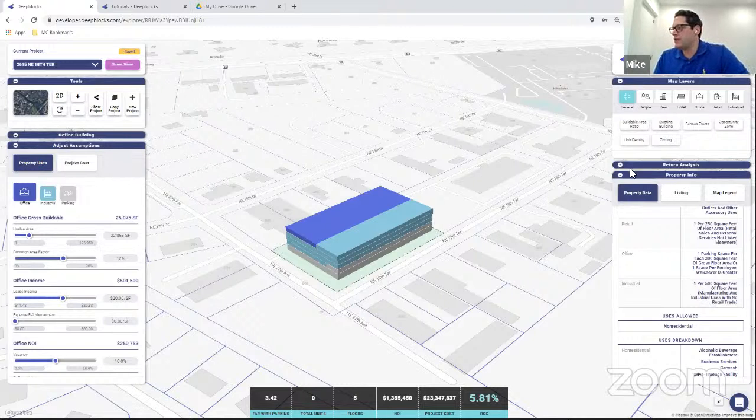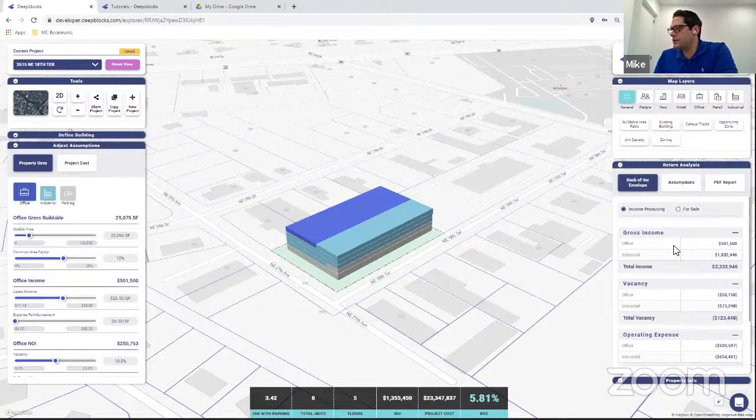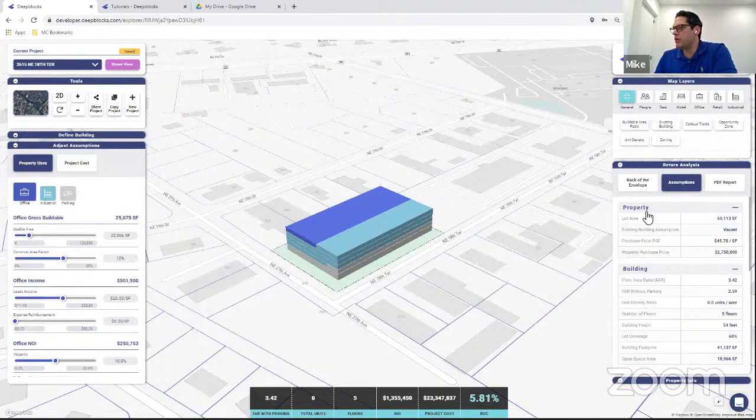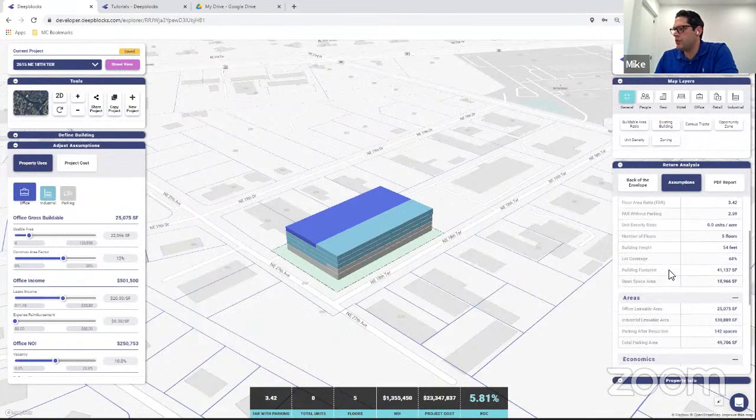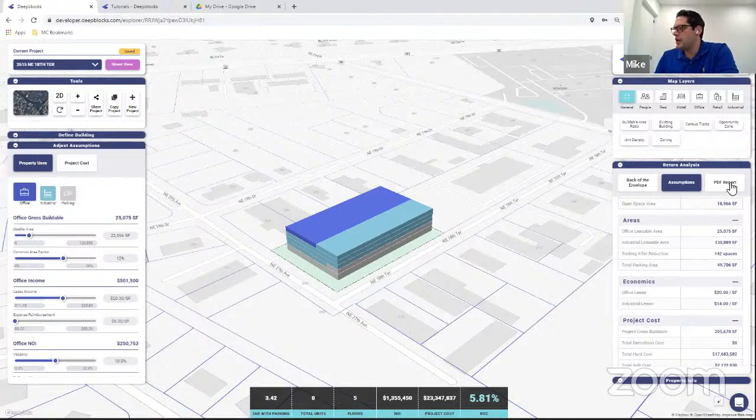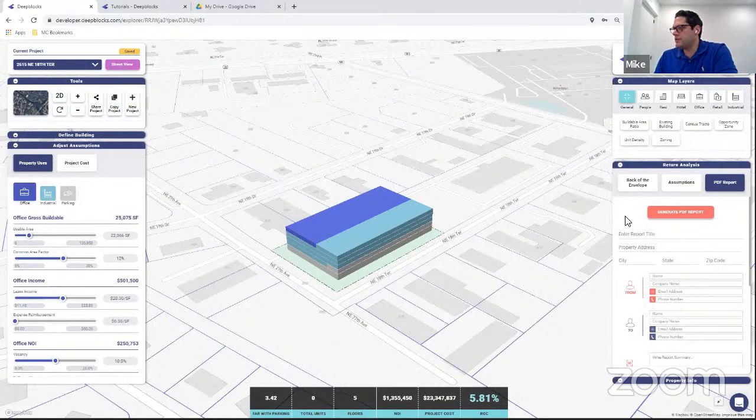And as I mentioned, at the very end, you go to your return analysis, you'll see all your breakdown of the income statement. We'll look at our assumptions as well, broken down in detail from property, building to area and economics and project costs. But this is where it's extremely powerful.